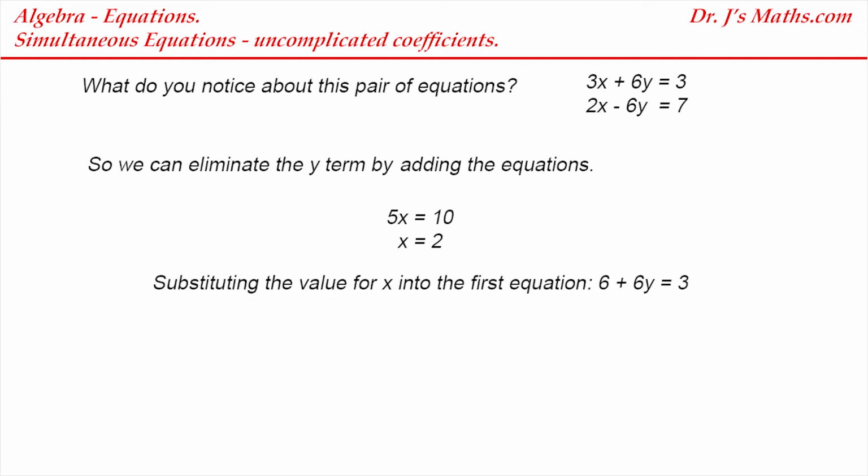Substituting the value of 2 into the first equation, we have 3 times 2 is 6 plus 6y equals 3. 6y equals minus 3, y equals minus a half. And again, as we should always do, repeat your solution, so x equals 2 and y equals minus a half. Nice for your teacher, nice for the examiner.